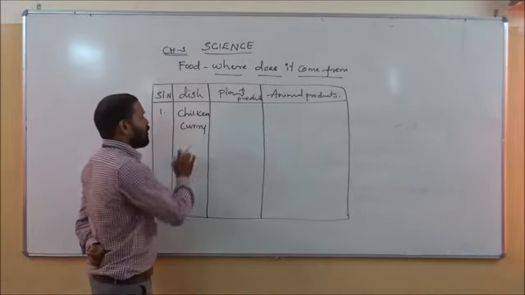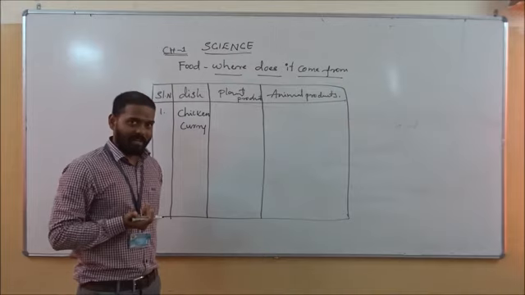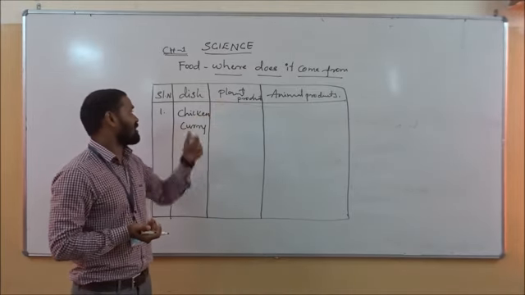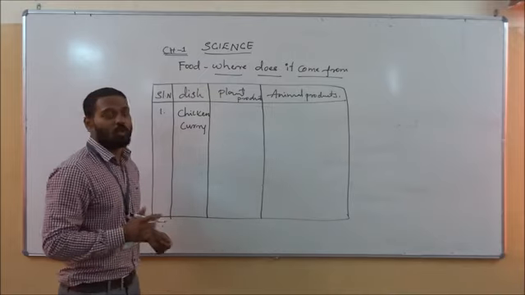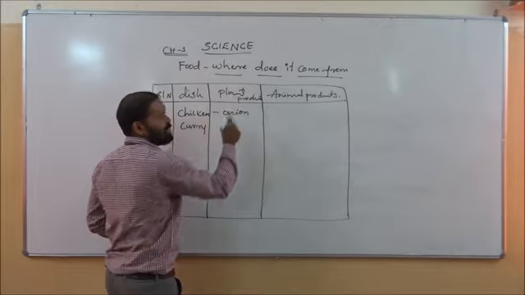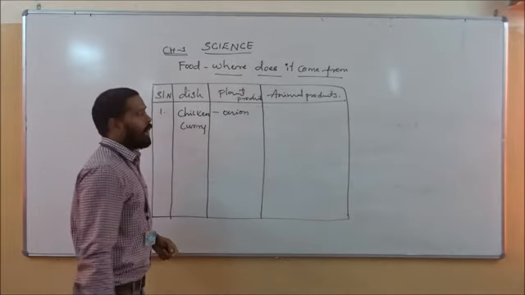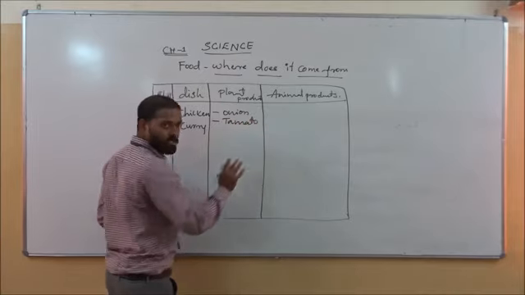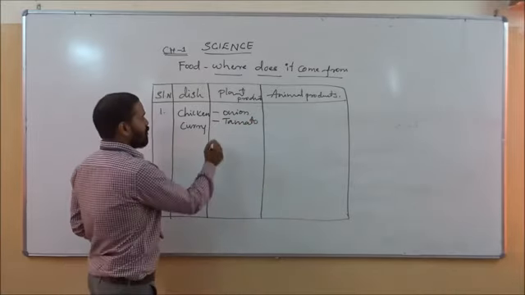Basically, if you want to make chicken curry, we require different ingredients, right? So what are the products we use to prepare chicken curry? One is onion, which is required. Onion comes from plant products, right? And second, tomato is required. This also comes from plant products, right? And after that, what else is required?